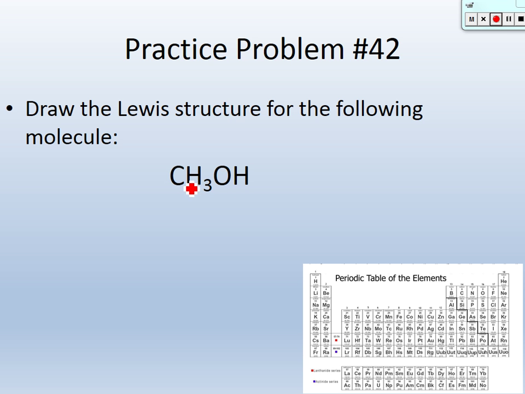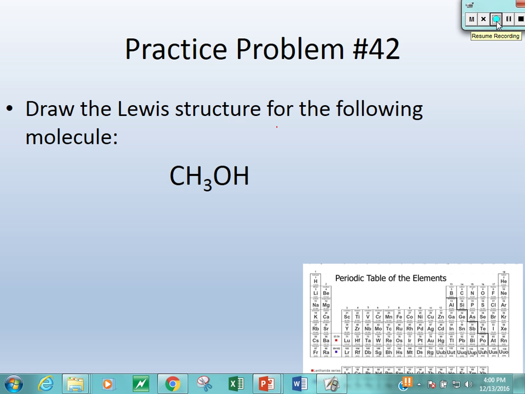So this carbon is going to have the 3 hydrogens on it, and it's going to have an oxygen. And this hydrogen will be connected to this oxygen. So there's a little hint, I hope. So try it on your own first, see what you get, and then press play and see if you got it right. Okay, let's see how you did.